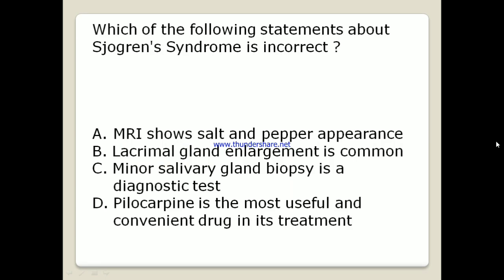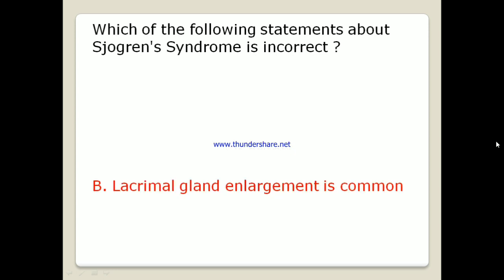Which of the following statements about Sjogren's syndrome is incorrect? A. MRI shows salt and pepper appearance. B. Lacrimal gland enlargement is common. C. Minor salivary gland biopsy is a diagnostic test. D. Pilocarpine is the most useful and convenient drug in its treatment. Answer: B, lacrimal gland enlargement is common.